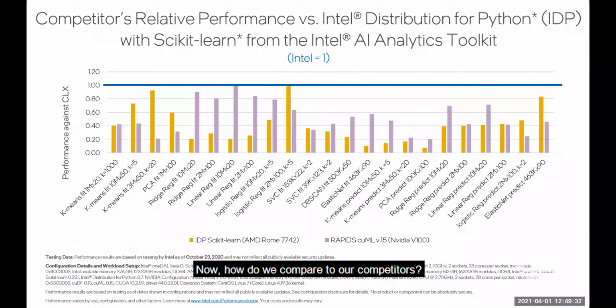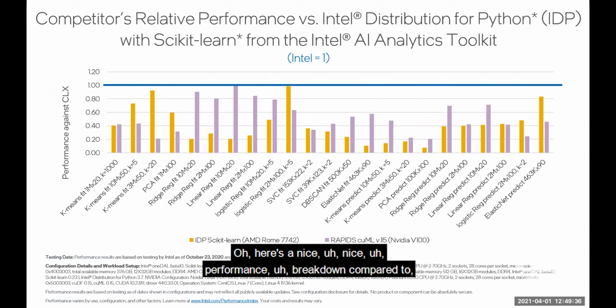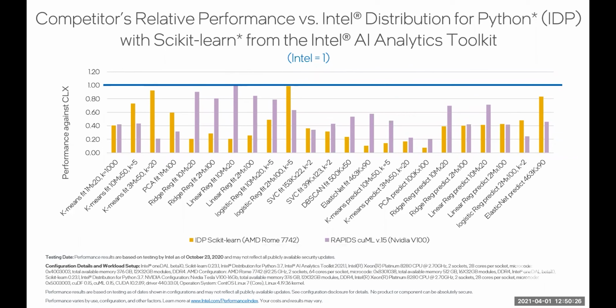Now, how do we compare to our competitors? Well, here's a nice performance breakdown compared to AMD and NVIDIA with cuML, and then running these optimizations on Intel. As you could see, across all of these function calls from scikit-learn, AMD and NVIDIA have a slower performance than the Intel optimizations for scikit-learn. There's also a blog discussing this, as well as the configurations behind this, that is available on Medium, as well as you can see the details here if you want to take a closer look. So it's pretty nice to see the speed up that we have.